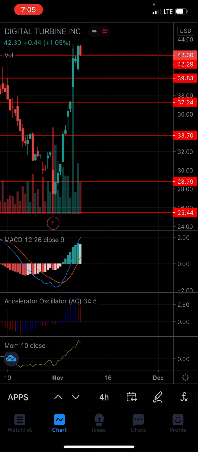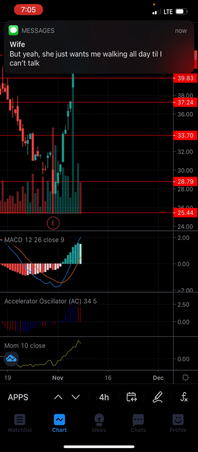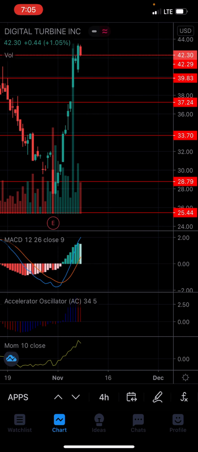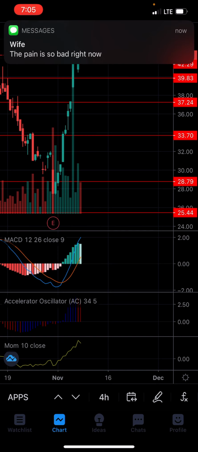But momentum is still really, really high. So we can still go down to the 42.30 level where we are. So we are retesting.